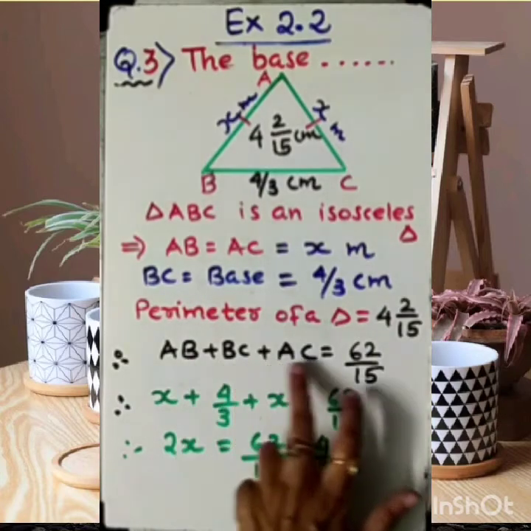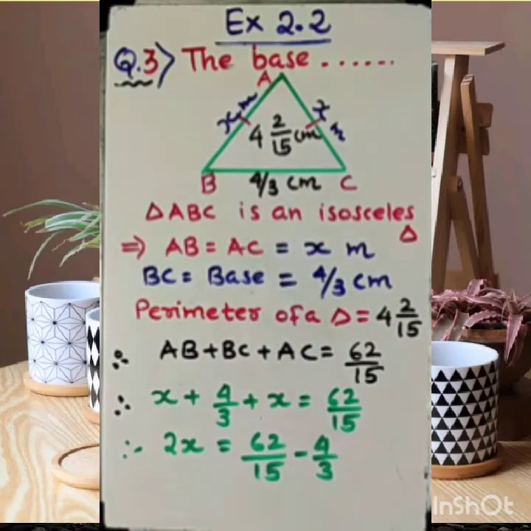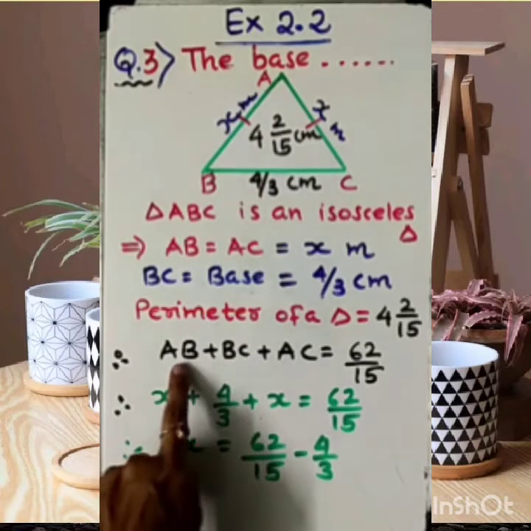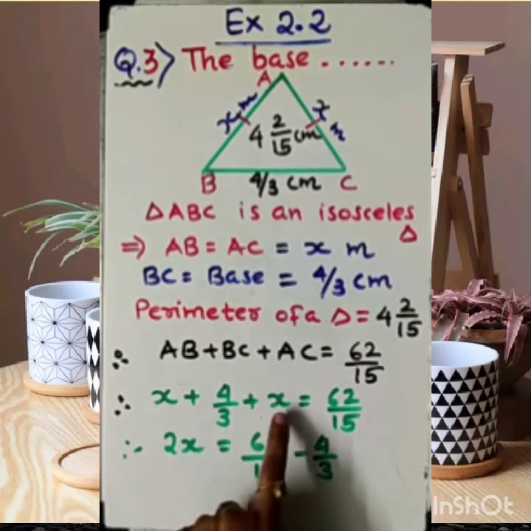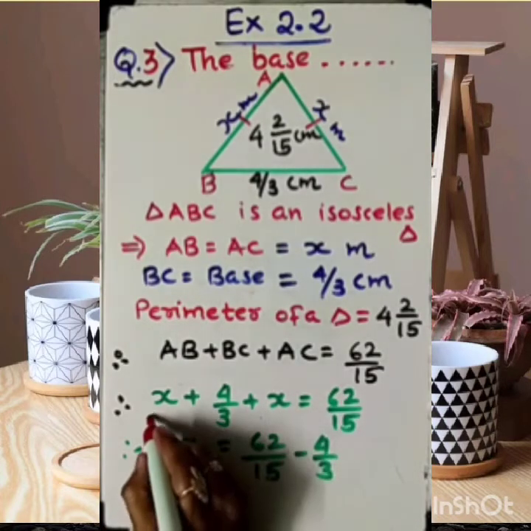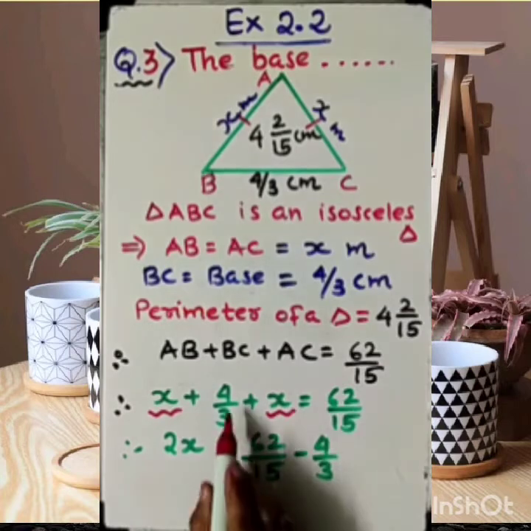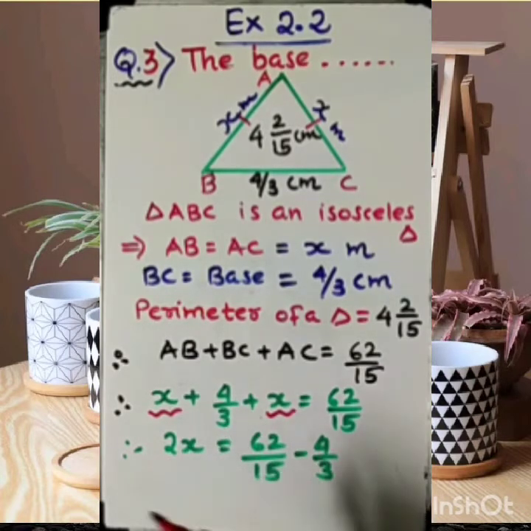What I have done, sum of all three sides is the value I put. As we know, this AB and AC are similar sides, as we have assumed for that x. And x plus x here, you know, that is 2x. And what about this 4 by 3? This is the third side, that is the base. I am bringing it to the right side, so it is becoming minus 4 by 3.